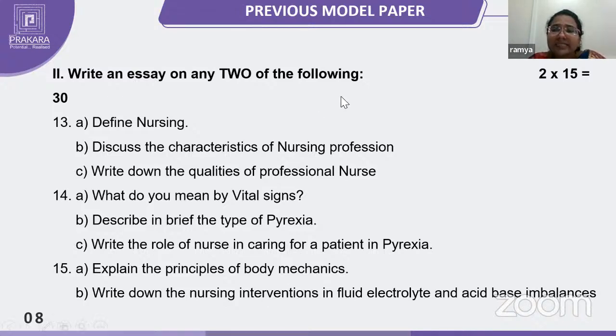These essay questions, each question will be carrying 15 marks. So here the marks are there.